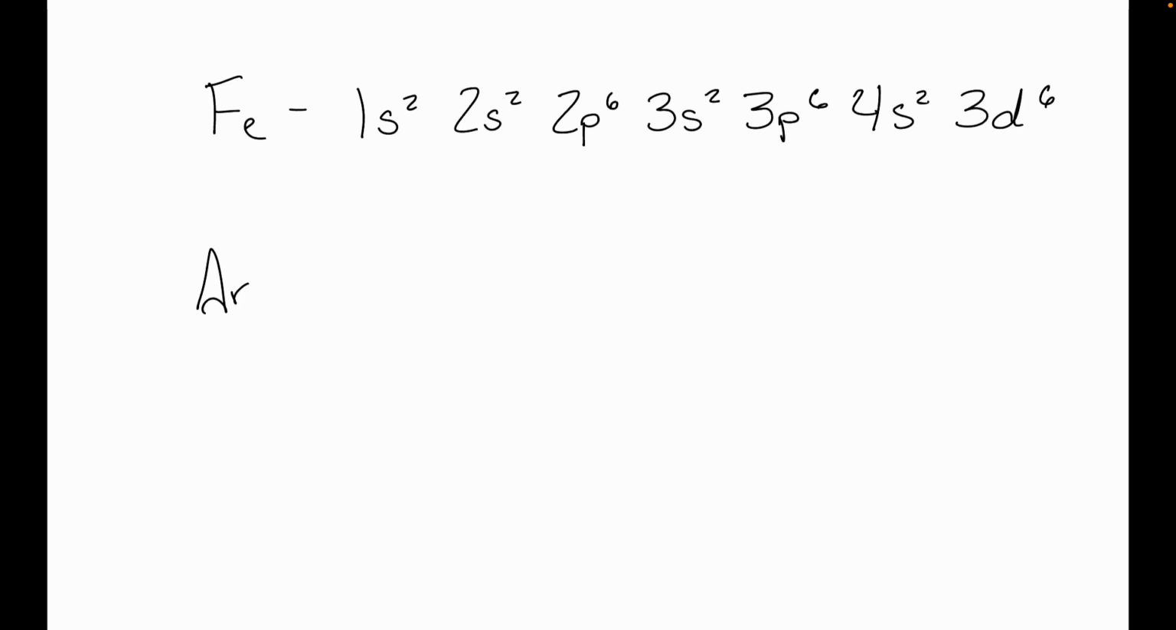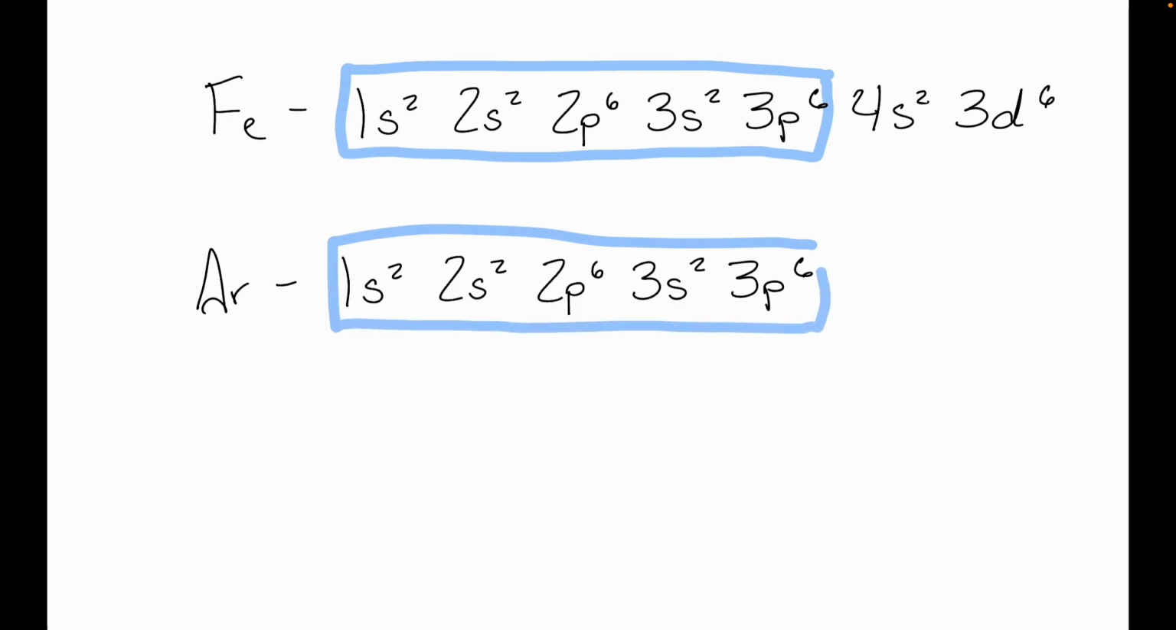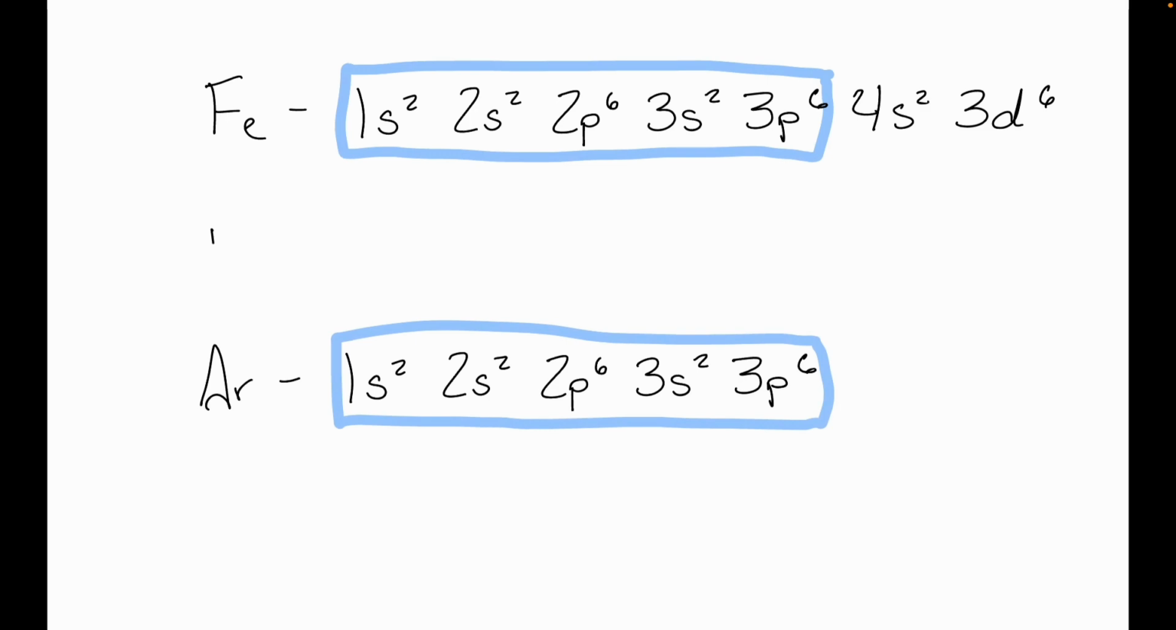okay, if I were to do the electron configuration for argon, based on where it lives on the periodic table, I would get 1s2, 2s2, 2p6, 3s2, 3p6, and notice how this, in my electron configuration for iron, is the same as my electron configuration for argon, so we can abbreviate our electron configuration using this noble gas abbreviation.